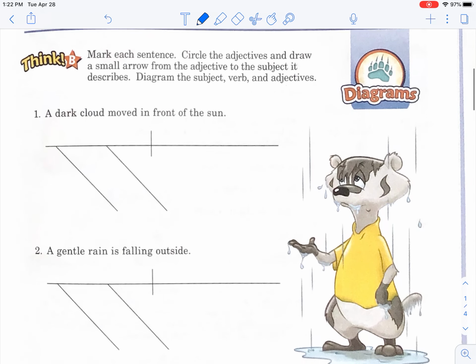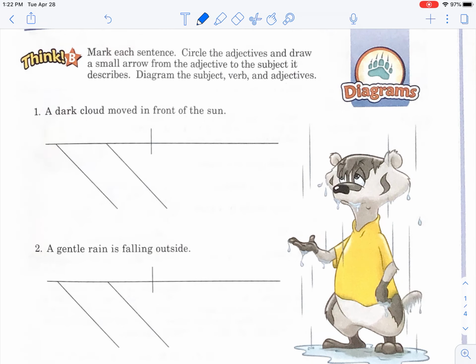Mark each sentence. Circle the adjective. Don't forget to mark up your directions so you don't forget any parts. And draw a small arrow. So mark each sentence. That's what we do. We label the sentence itself, remember? And then draw a small arrow from the adjective to the subject it describes. Then diagram the subject, verb, and adjective. So let's do all the steps right here. Let's diagram the sentence.